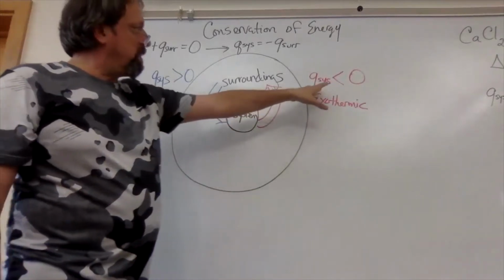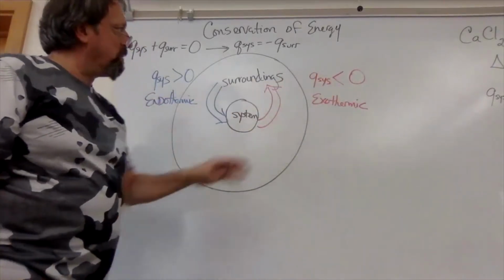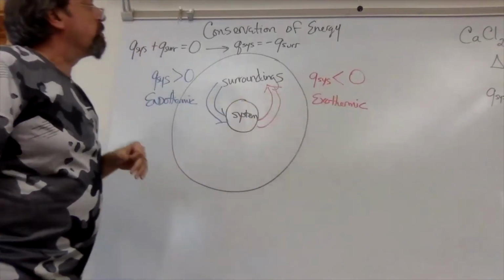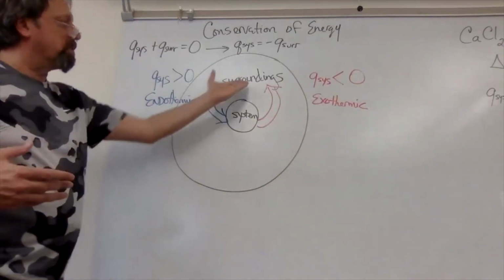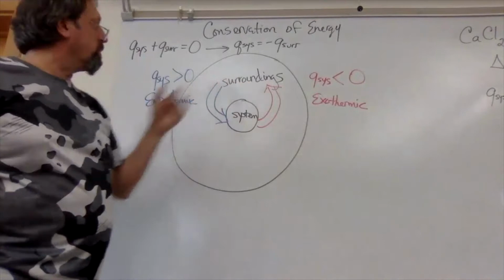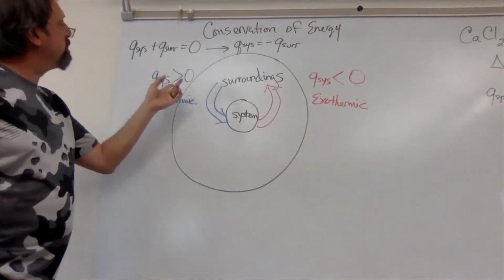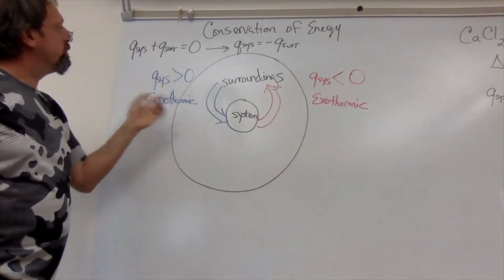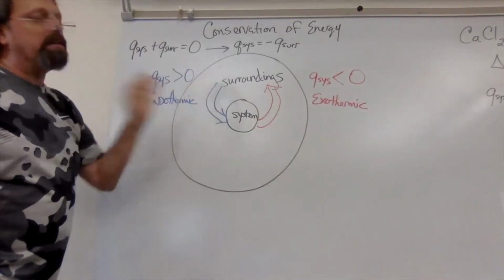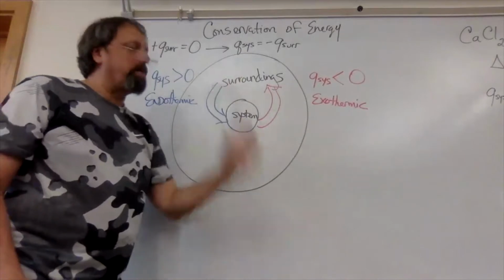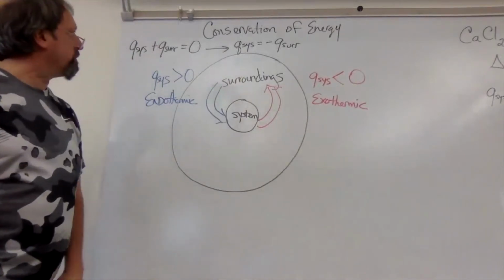So if we determine that the Q system has a value that is negative, it's going to be exothermic, which means it gives off heat to the surroundings. The surroundings temperature will increase, as opposed to a system that would be a positive heat, which is referred to as endothermic, meaning heat is entering the system from the surroundings. Surroundings is ample temperature for which to drive the reaction.